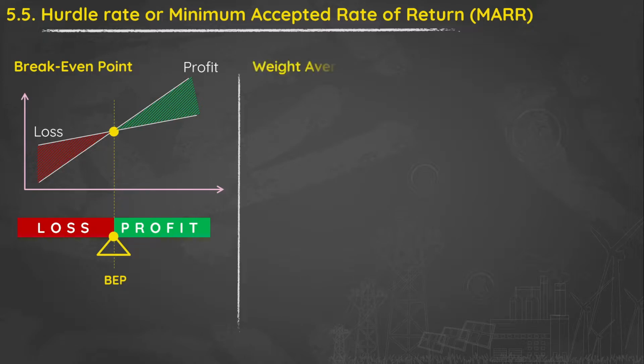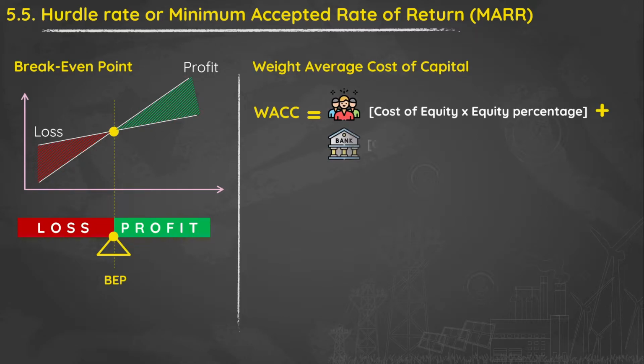Second term would be WACC or weighted average cost of capital. Usually your business doesn't obtain their capital from one source of financing, and WACC is the cost of each type of capital weighted by its proportional percentage of the total capital. What is the meaning of that? Usually when you get your capital, you don't get it from one source. For example, here for simplicity, we are going to use two methods of financing. First one is equity and second one is debt.